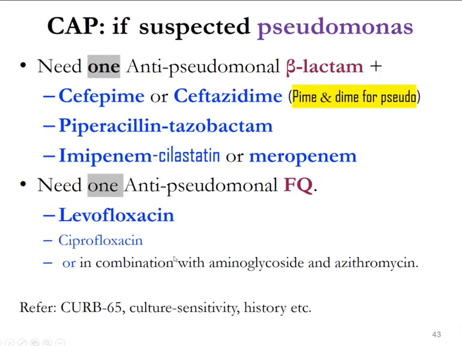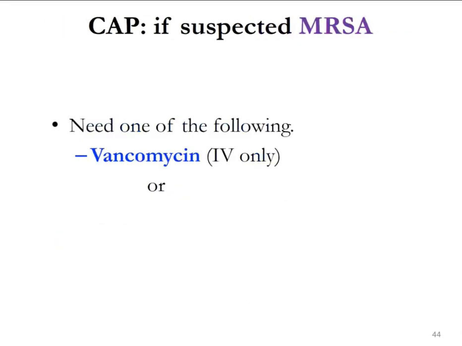You can combine a drug. When you read articles, you will see this combination, so you don't want to freak out. So the basic takeaway from this slide is you pick a beta-lactam and a pseudomonal fluoroquinolone. Now move on. What if a patient has suspected MRSA?